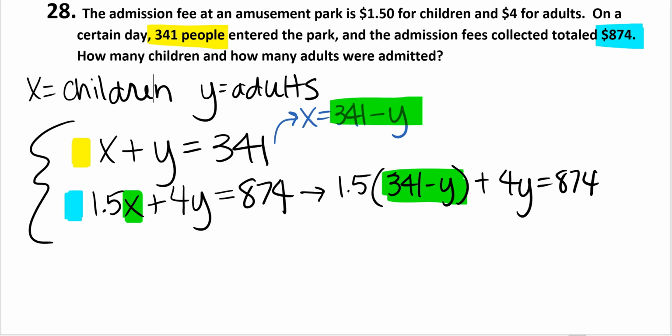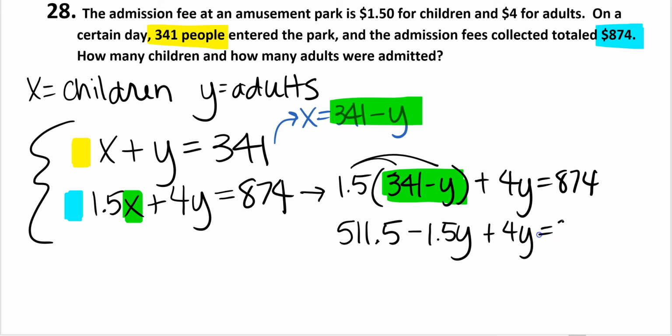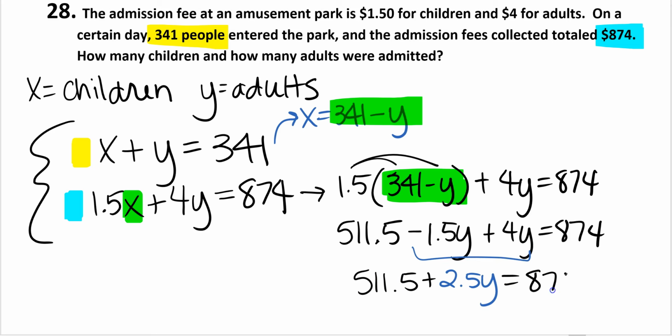Okay? So now you can use your calculator. 1.5 times 341 is going to equal 511.5. 1.5 times negative y is negative 1.5y. And to bring down that plus 4y equals 874. And I'm solving for y, so I'm going to combine these like terms. So we have negative 1.5 plus 4 is going to be positive 2.5y. I still have my 511.5 plus 2.5y equals 874.